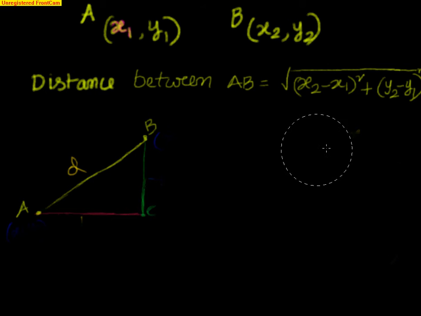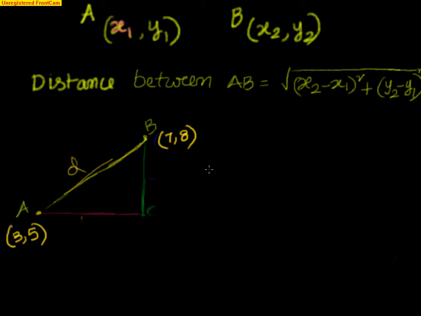Okay, let's take a simple example so that we can apply the formula and find the distance between 2 points. Let us say A's coordinates are 3, 5 and B's coordinates are 7, 8. Now we want to find the distance between these 2 points A and B.